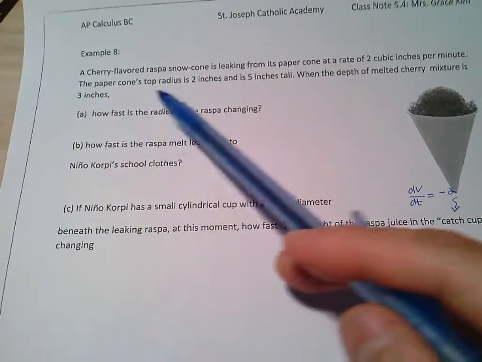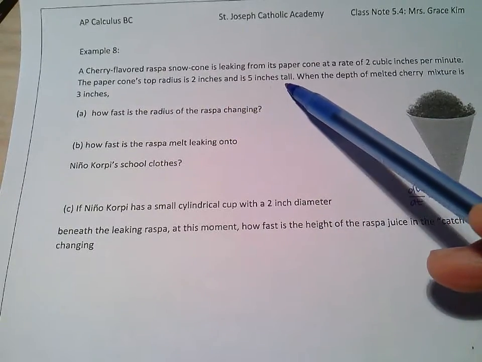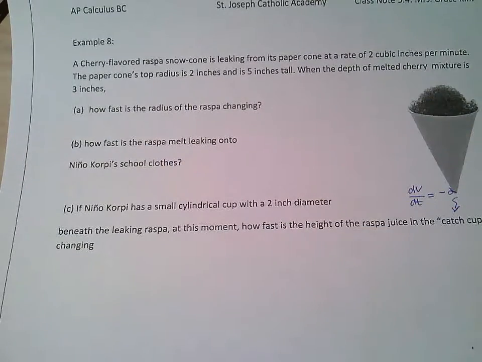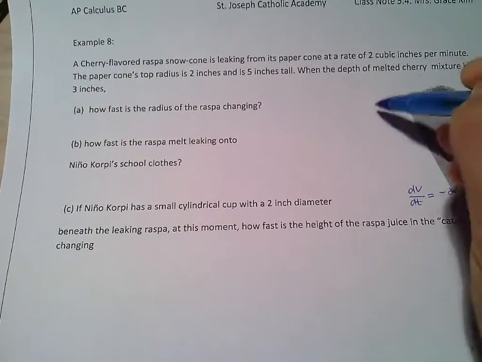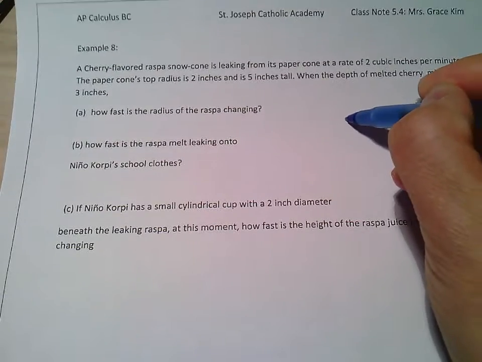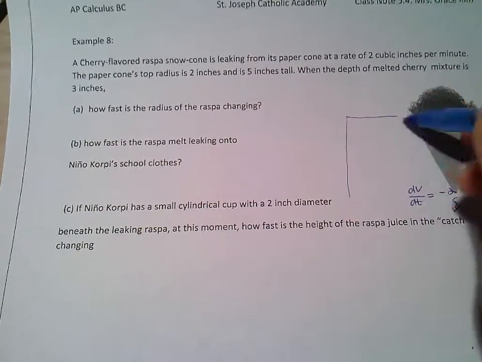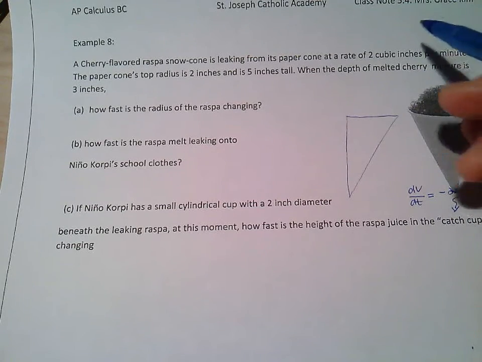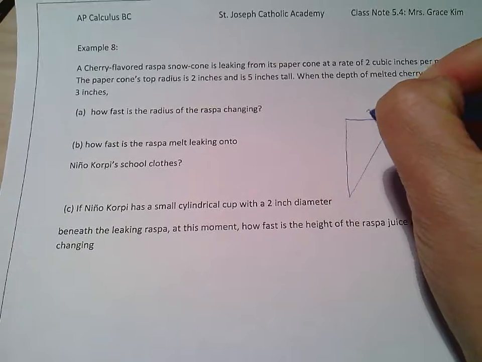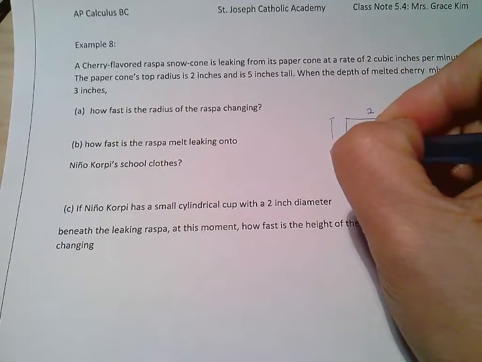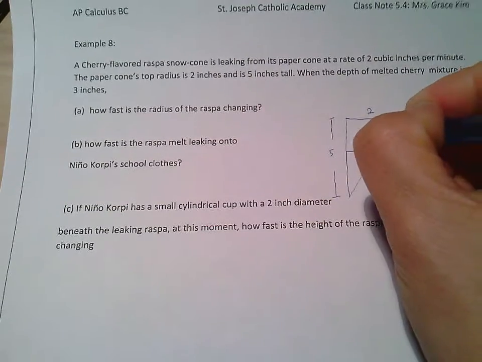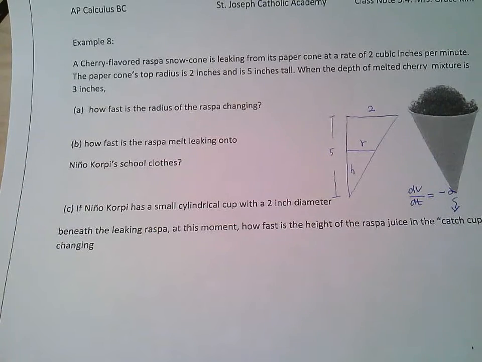All right, now the paper cone top radius is 2 inches and height 5 inches tall. When the depth of melted cherry mixture is 3 inches, how fast is the radius changing? Okay, whenever you're given a cone, we have to use a ratio of the radius and the height. So this is what it is. The radius is 2, and this is the 5. So this is the size of the cone, and we know this one is the radius and this one is the height.